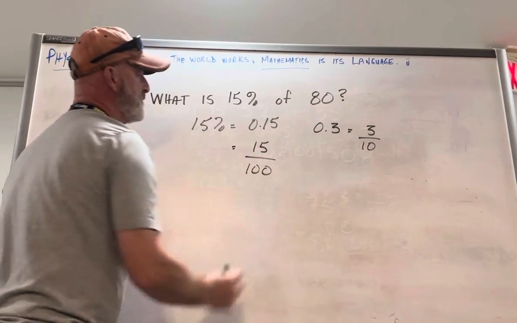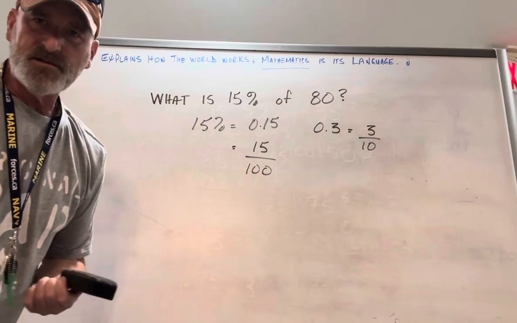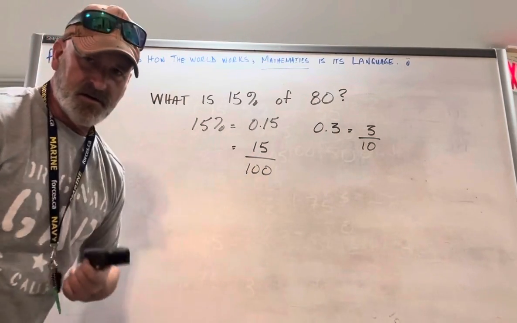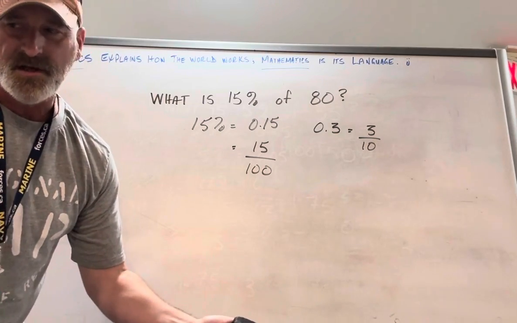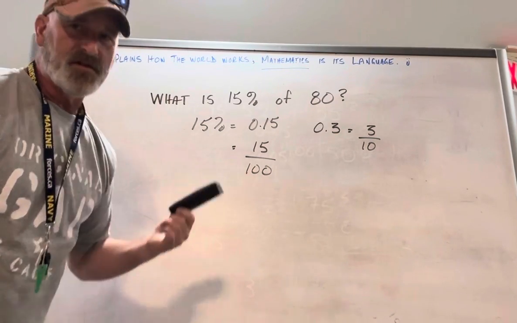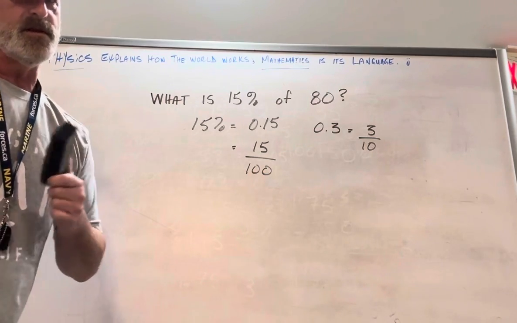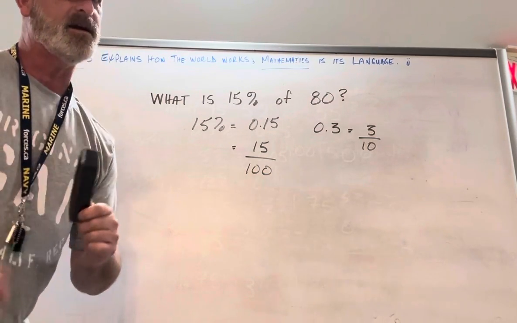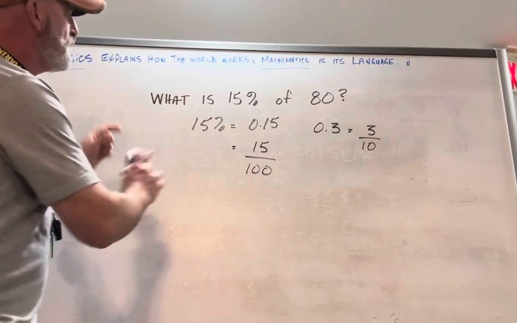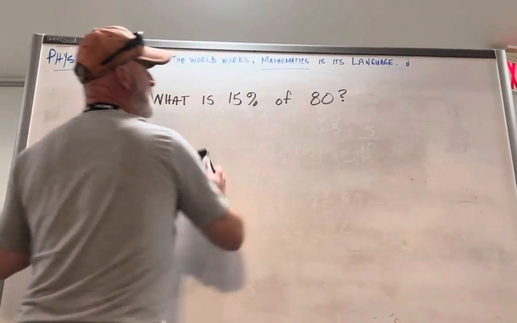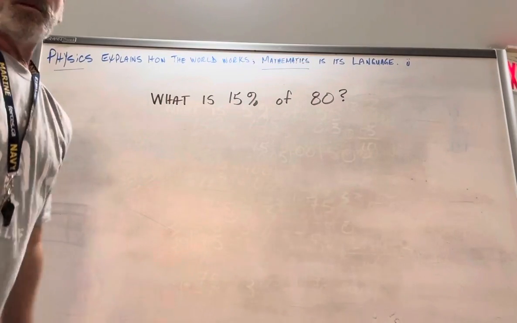And it makes sense, right? If you have 100 things and you have 15 out of those 100 things, well then you got 15%. If you have 25 out of those 100 things, you have 25%. 25 over 100 is a quarter. See how it came back in the other video? Either way, 15%, 0.15. And we want to know what's 15% of 80.